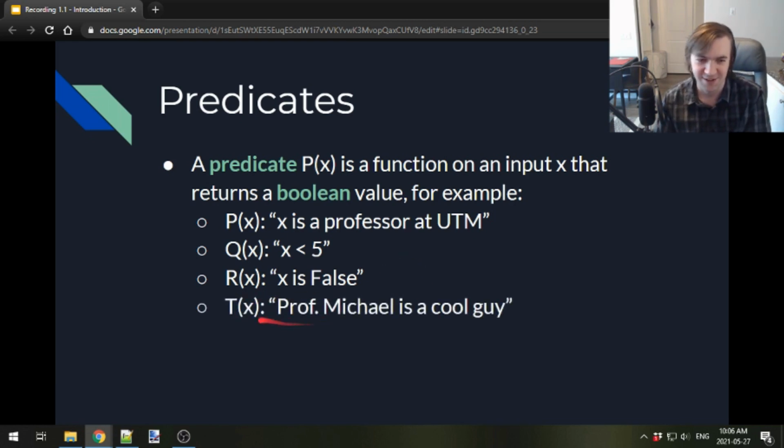It turns out this has nothing to do with X, but it's still a predicate because it's a function that, sure, it has an input, it returns a Boolean value. So this is either true or false. I'll leave it up to you to figure out which it is. That's your decision.